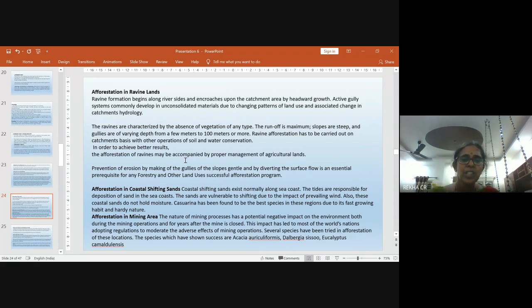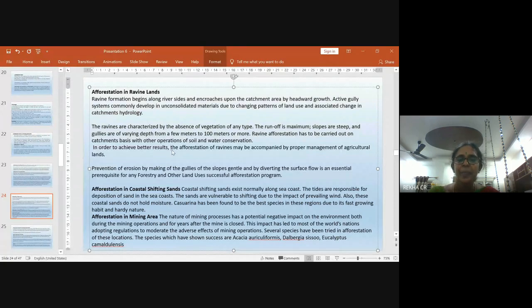So in order to achieve better results, the afforestation of ravines may be accompanied by proper management of agricultural lands. So prevention of erosion by making the gullies of the slope gentle and by diverting the surface flow is one of the essential prerequisites for any forestry and other land uses, a successful afforestation program.